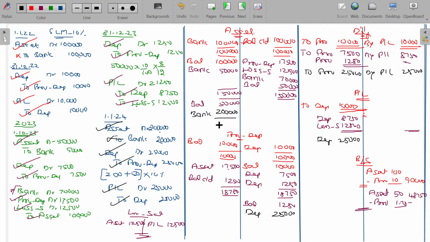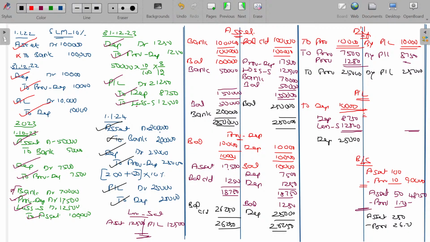Now if I tally, the final balance being the same 2.5 lakhs. Balance carried on, 2.5 lakhs. If I tally this, the balance being 26,250. Balance carried on here being 26,250. Here asset being 2,50,000 minus provision being 26,250. The ultimate value being 2,23,750. Is that clear? Hope now you will be able to understand the provision model also.